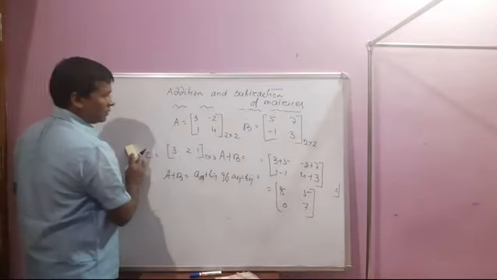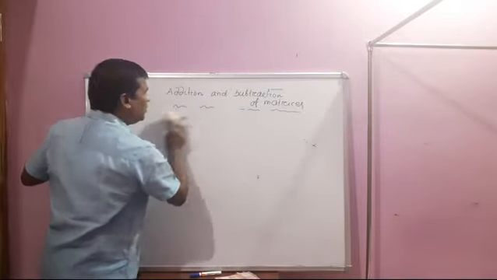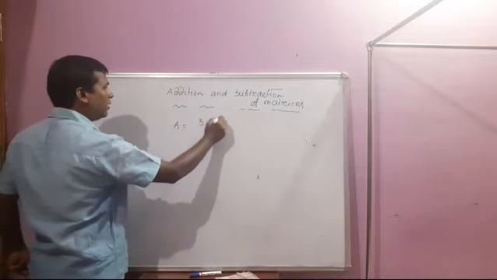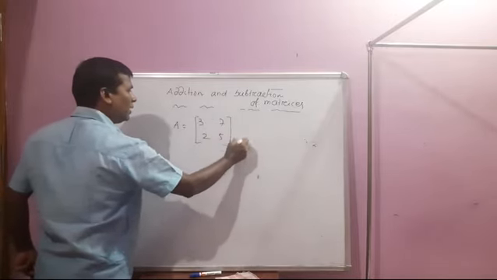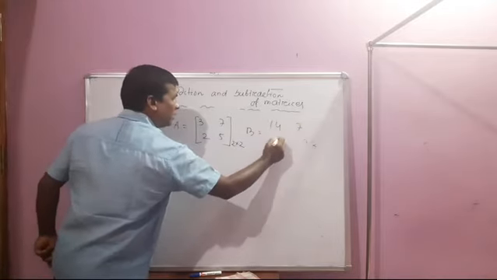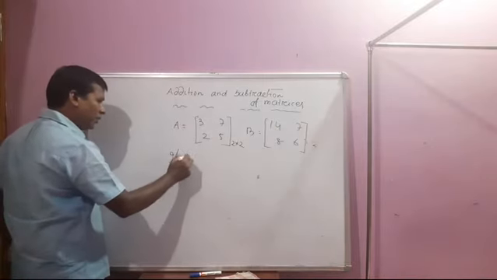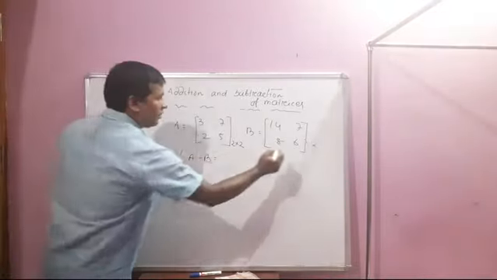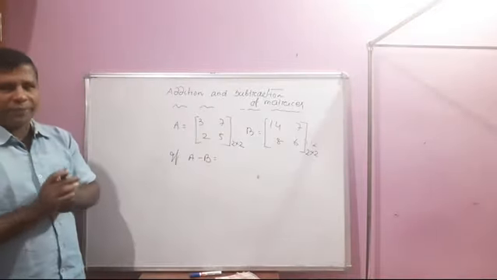Another example of the A minus B case. Suppose A is the matrix 3, 7, 2, 5, a 2 cross 2 order matrix, and B is equal to 14, 7, 8, 6. If A minus B, dear students, the two matrices are of the same order, 2 cross 2. We can subtract B from A or A from B.